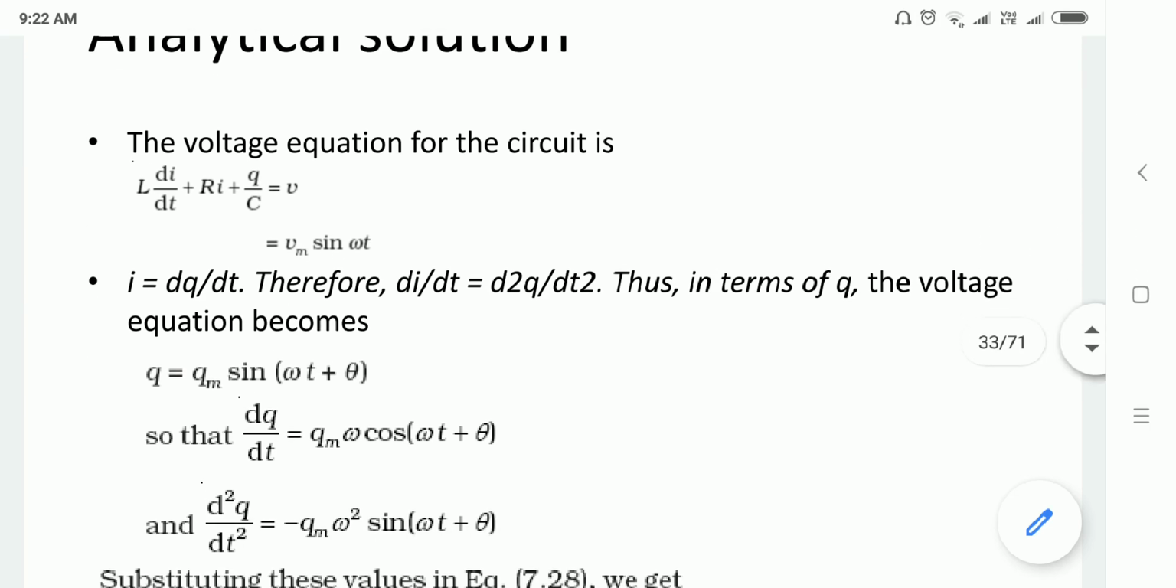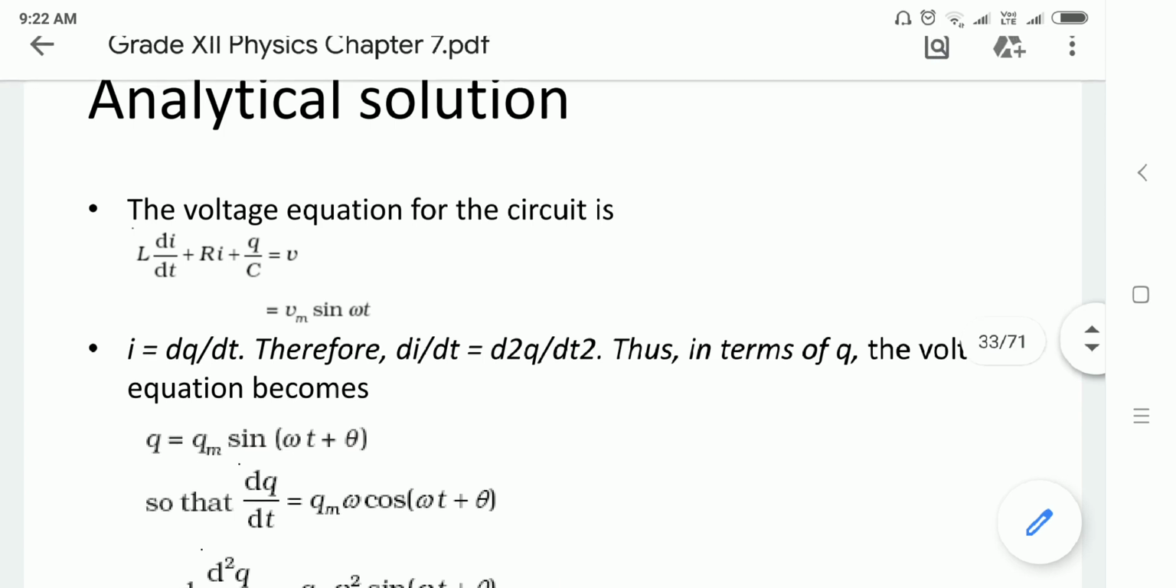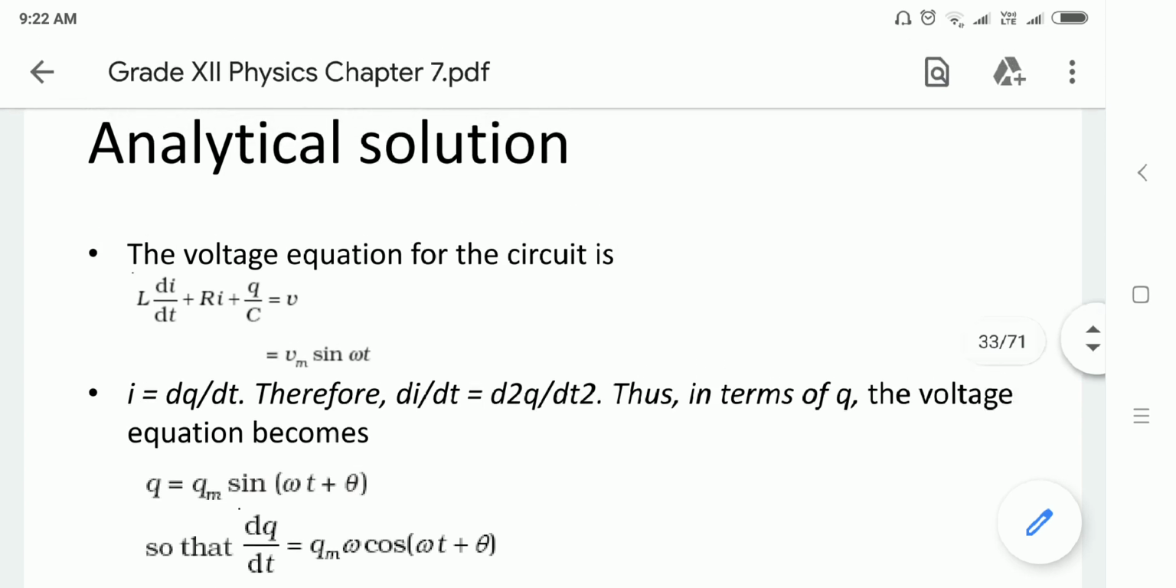Now in this equation, two unknown variables are there, I and Q. The rest of the values are known: L, R, C and V. But we want to determine the current value I, and with that, another unknown parameter is Q. We know the relation of current and charge Q, that is I equals dQ by dt. So either convert the whole equation in terms of I or in terms of Q. Which one is the easier one? Let us convert the whole equation in terms of Q.